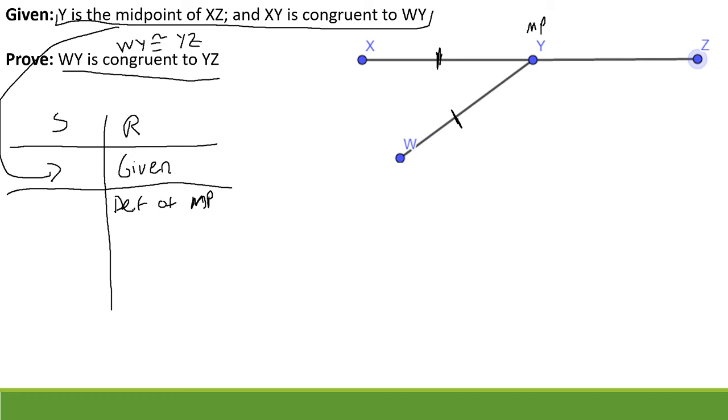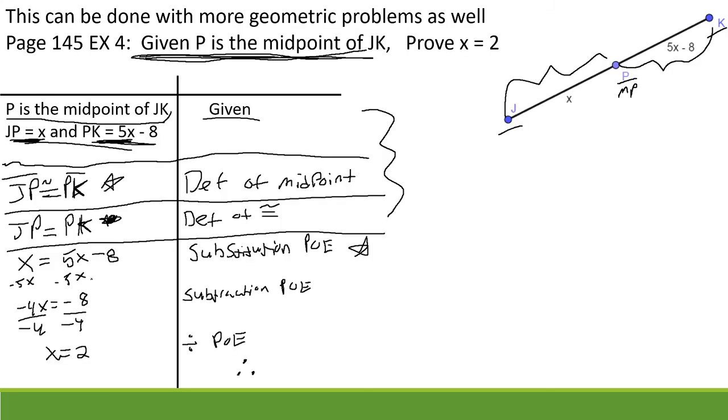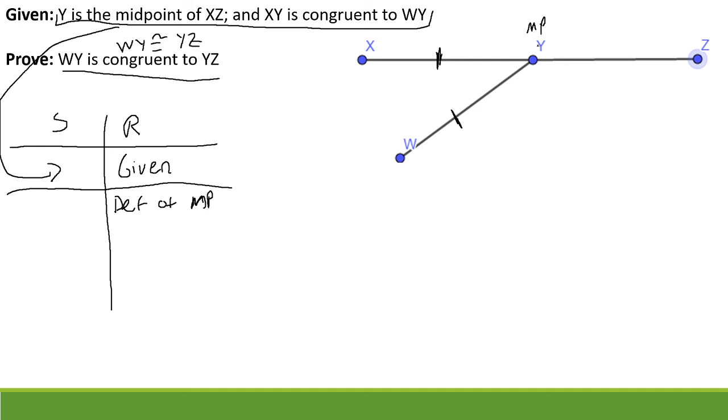Now, why do we use definition of midpoint again? Definition of midpoint, if we look back here, is usually used to say that two segments are congruent. That's how we use definition of midpoint, is to say that two halves are congruent. So what are the two halves here that we want to make congruent? Well, if Y is my midpoint, that means my two halves are XY and YZ.